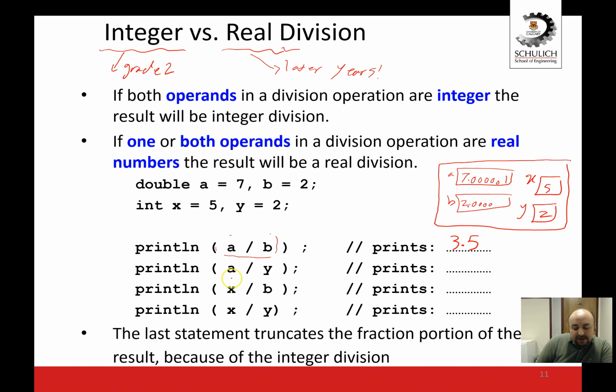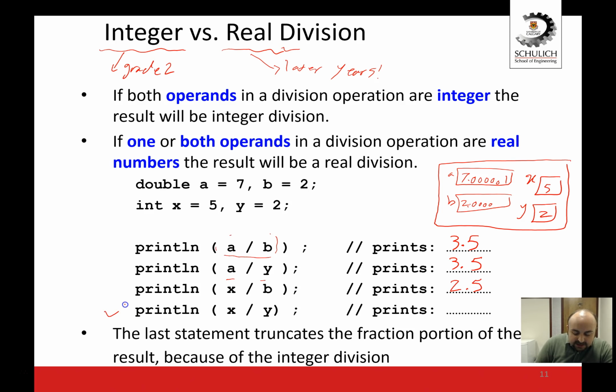If I have a real number, A, which is a double, divided by y, which is 2, because it's a real number divided by an integer, I would still get a real number, 3.5. If I have an integer divided by a real number, I would still get a real number in response. So x divided by b, where x is 5 and b is 2, is a real division: 2.5.